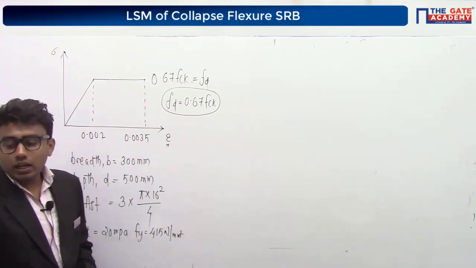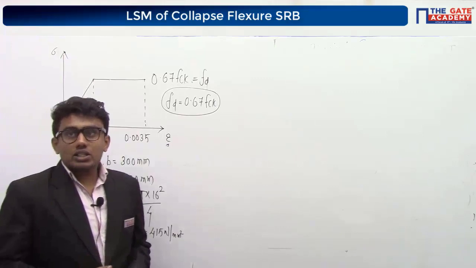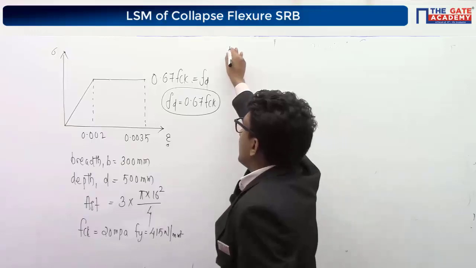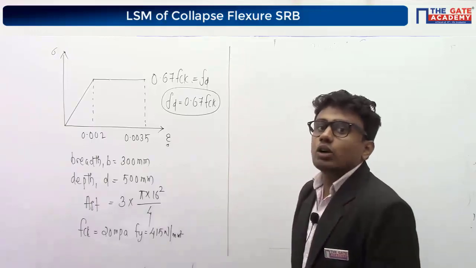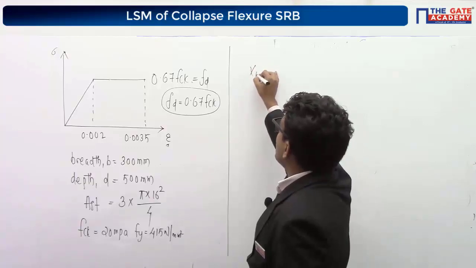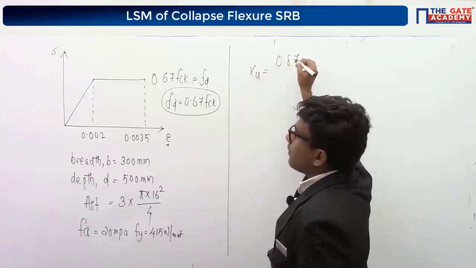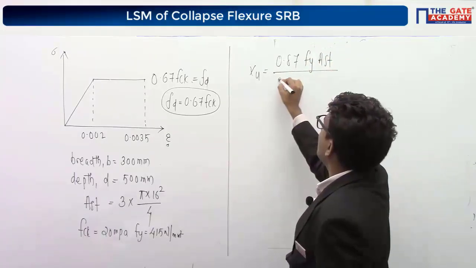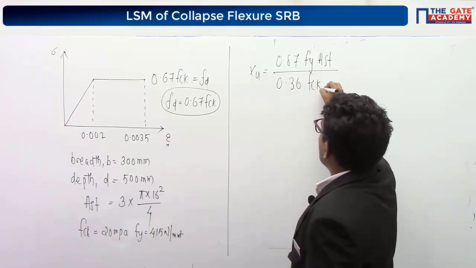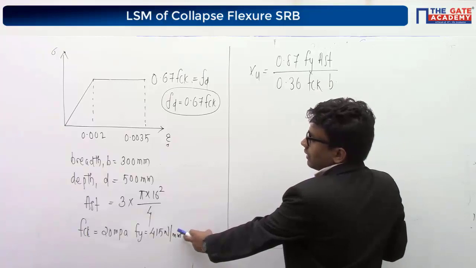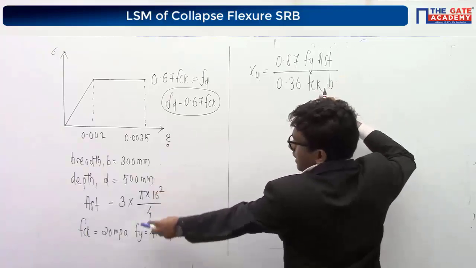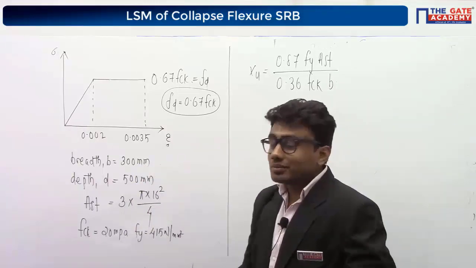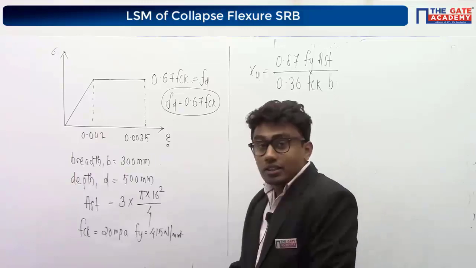So we are asked to find the actual depth of neutral axis. How to find it? The actual depth of neutral axis will be equal to, we already wrote the equation, right? 0.87 Fy AST divided by 0.36 FCK into B. Put the values. Fy is given, AST is given, FCK is given, B is given. Get the value. What is the answer? Tell me the value of XU.